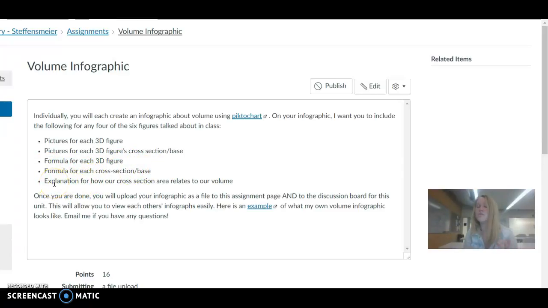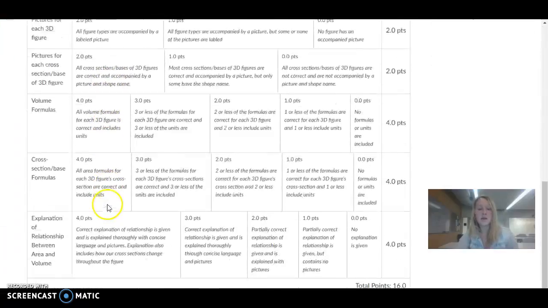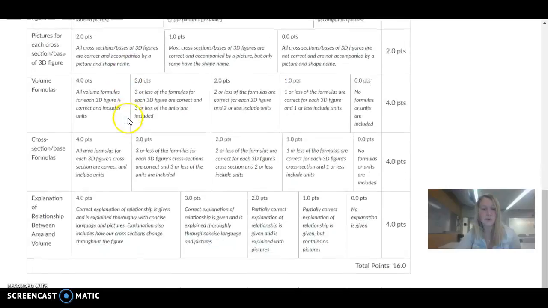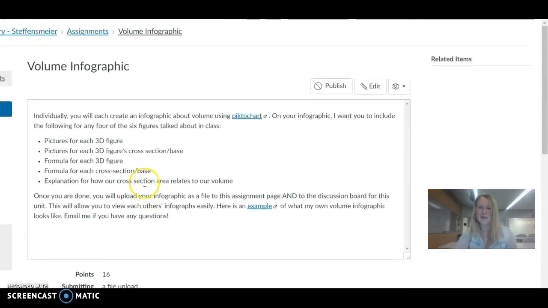So the last and most important explanation or piece I want you to include on your infographic is the explanation for how our cross-section or base relates to our volume. So what part of our volume formula is connected with our area? So I want you to make that connection there. Here is the rubric for that. You guys can review this on your own. It's very straightforward. If you have any questions, feel free to send me an email, and I will be more than happy to answer those.